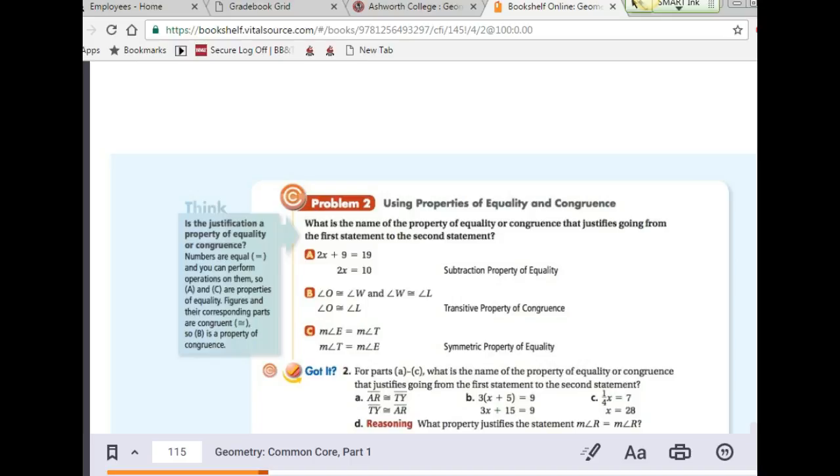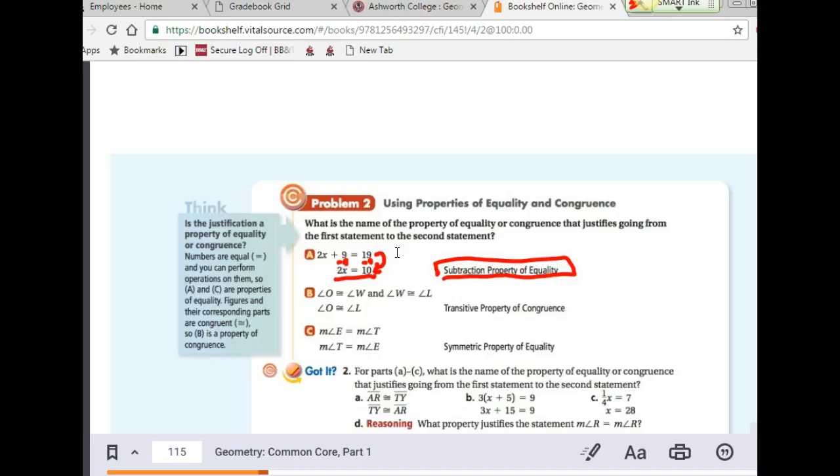Part of writing a proof, which we'll do in problem number 3, is that for every statement you make, which these right here are my statements, okay? So for every statement you make, going from, say, here to here, what had to have happened for you to go from 2x plus 9 equals 19 to just 2x equals 10? Well, technically, whether you write it or not, you're subtracting 9 from both sides. And so what allows you to subtract 9 from both sides so that you can get this step right here is called the subtraction property of equality.